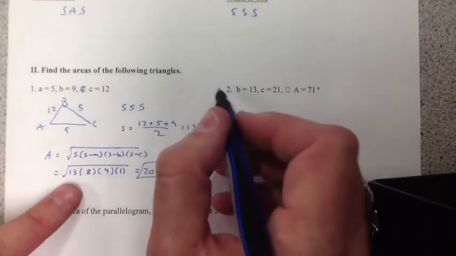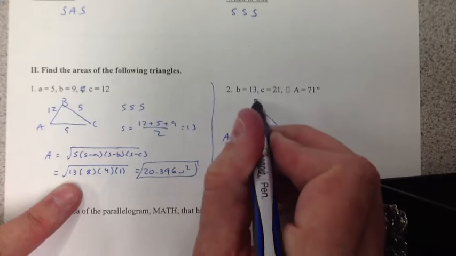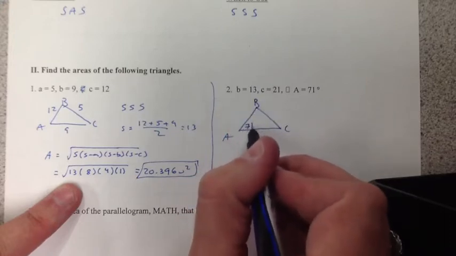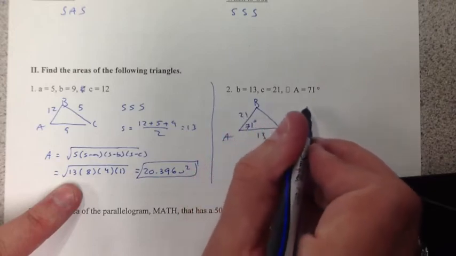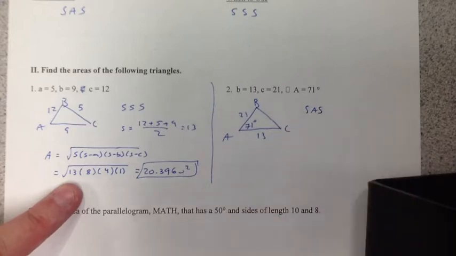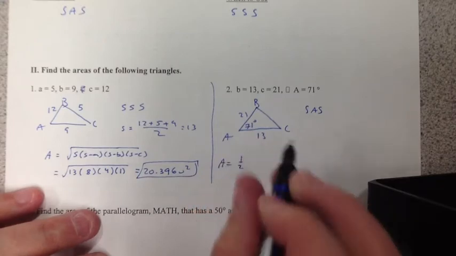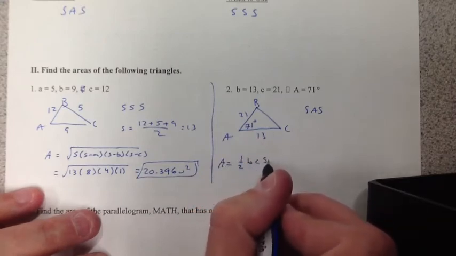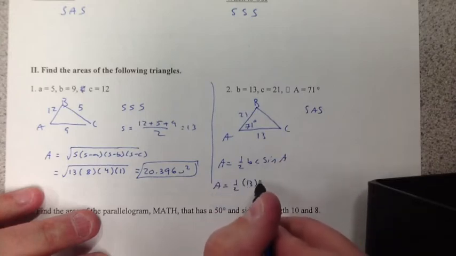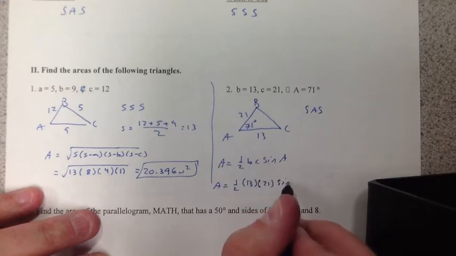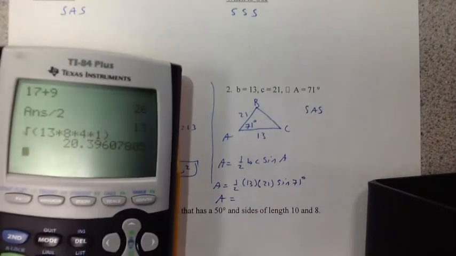Now for part 2, again if we draw our triangle out, we have A, B, C. We're given angle A is 71 degrees, b is 13, and little c is 21. This is our side angle side rule. They give me a side, an angle, and a side. So we're going to use our normal formula. 1/2 bc, sine of the angle between them. So we get 1/2 times b, which is 13, times c, which is 21, times the sine of the angle, 71 degrees.